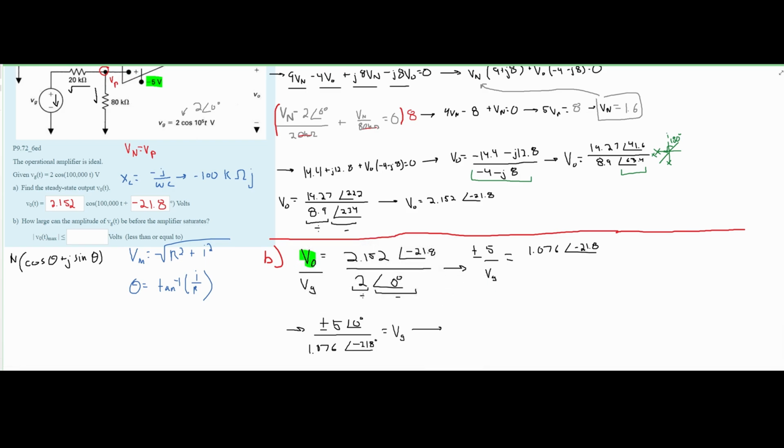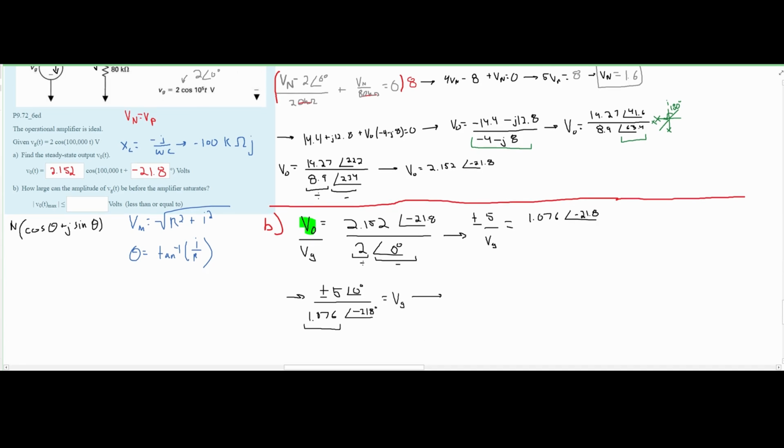So we are going to do the same thing where we divide these out. Again, remember that the real numbers right here, we are dividing them, and our degrees, we are subtracting them. So we're going to have a plus minus 5 divided by our 1.076. And this is going to give us approximately plus minus 4.65 with an angle of 21.8 degrees. And this is equal to our V of G.